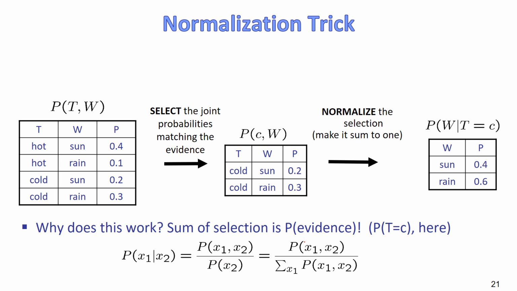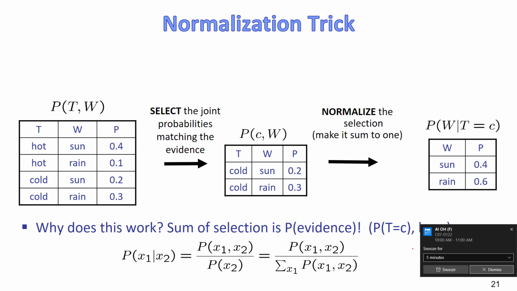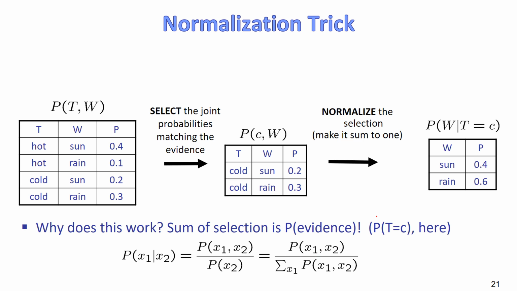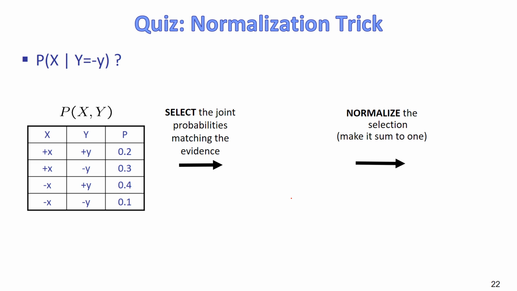And of course, you know now why, because the denominator is always the sum of the numerators. Let's see an example here. Quick quiz. Given the joint distribution here, I want to get this conditional distribution.